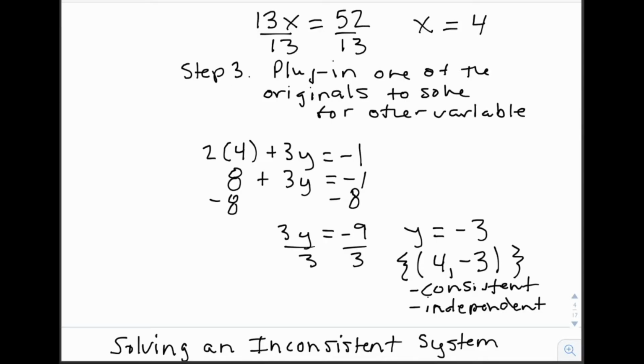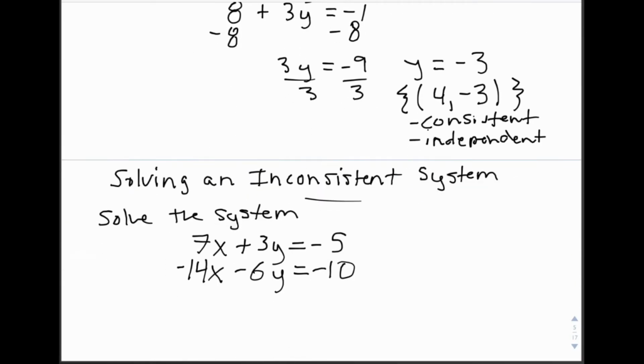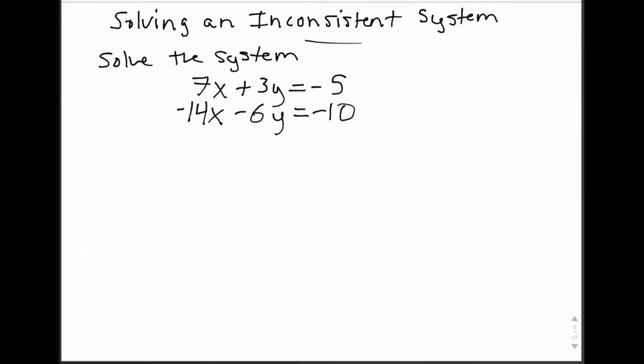Okay, so let's go ahead and move on to solving an inconsistent system. We are given the following system: 7x plus 3y is equal to -5, and additionally -14x minus 6y is equal to -10. Now, we could use either the substitution method or the elimination method, but notice how multiplying the top equation by 2 would give us a +14, so this is a good candidate for the elimination method.